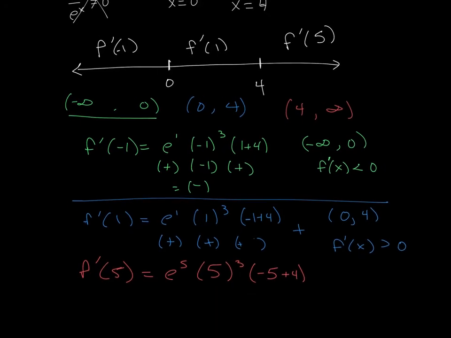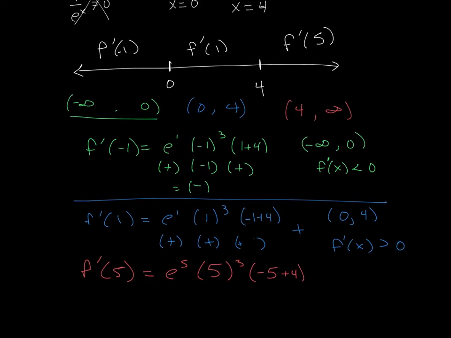Now when I plug all of that in, all of this will give me a positive times a positive times a negative. So what that tells me for this piece in the interval going from 4 to infinity is that the first derivative of x will always be less than 0, or negative. Now let's go ahead and put that information back up into the graph that I have.